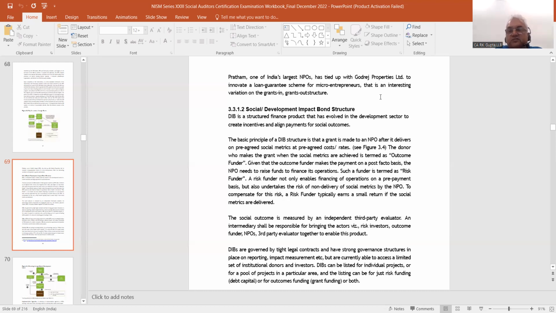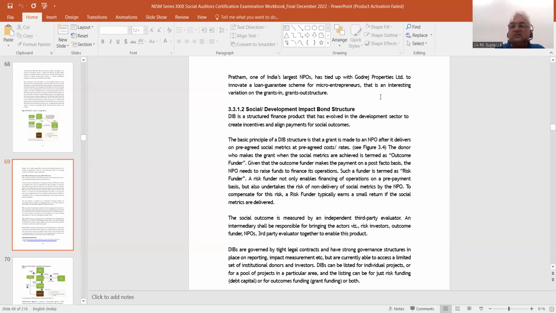The social outcome is measured by an independent third party evaluator. Who will judge the social impact? The independent third party evaluator will judge. An intermediary shall be responsible for bringing the actors together. What will be the role of this intermediary? The intermediary is like the director of a film, the producer of a film. He will bring together all these things.